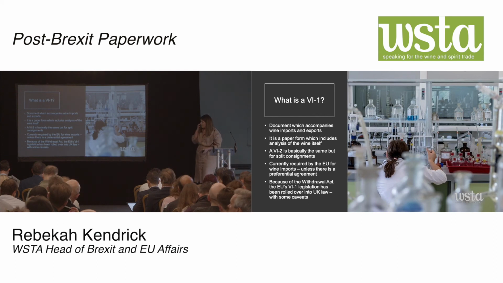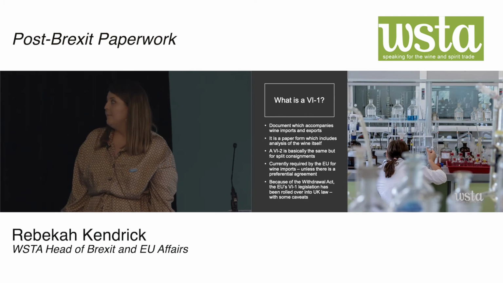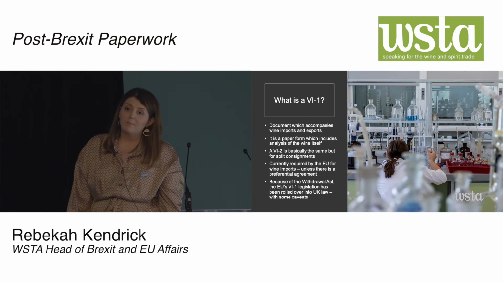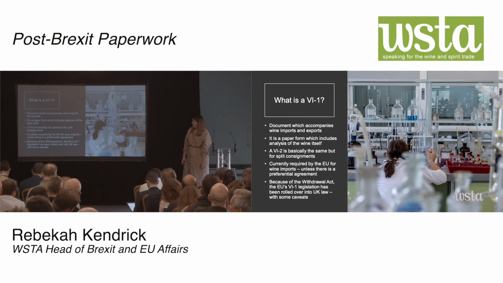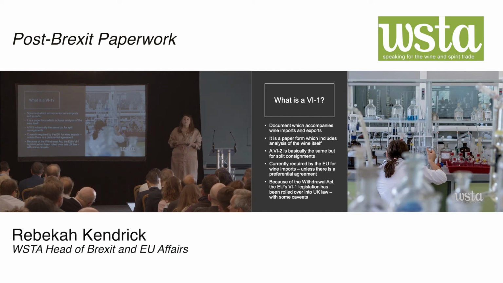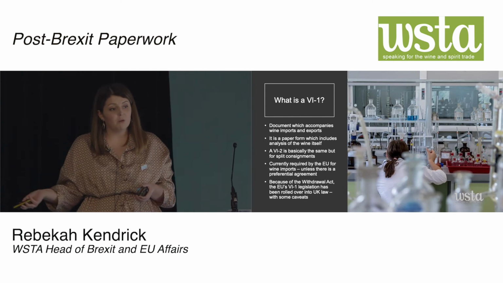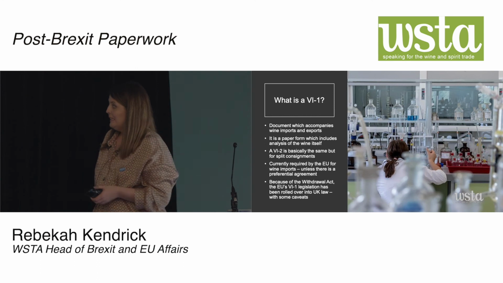So what is a VI1? A VI1 is a document which accompanies wine imports and exports. It was produced by the EU to track movements of goods and make sure they're compliant with the single market rules for wine, and so they need to be compliant with the OIV. This essentially means that the form will include analysis of the wine itself, which I'll come on to in a second. The important thing to know about it is that it is a paper form, and so it needs to actually accompany the document when it's in movement, which is probably something Duncan might be aware of with some of his transporters.